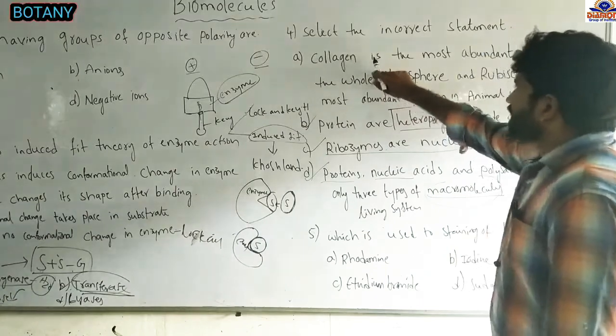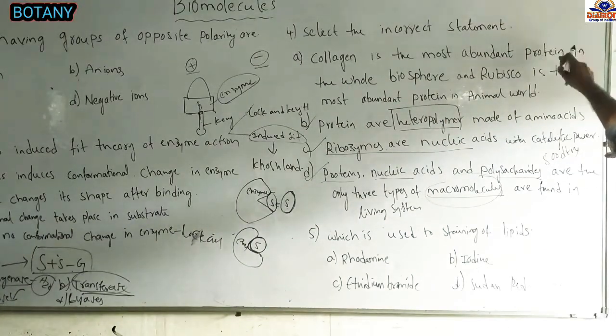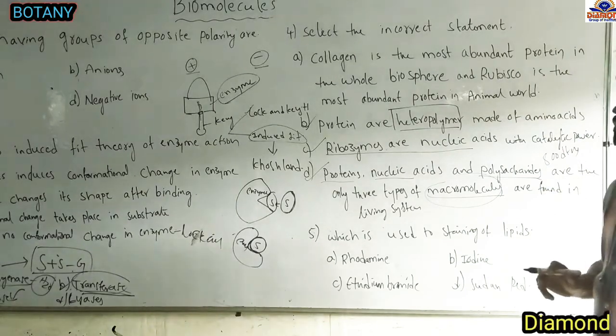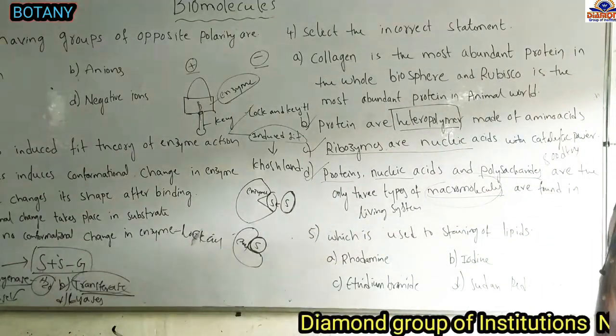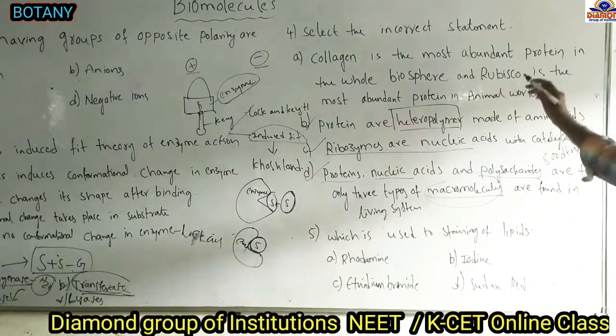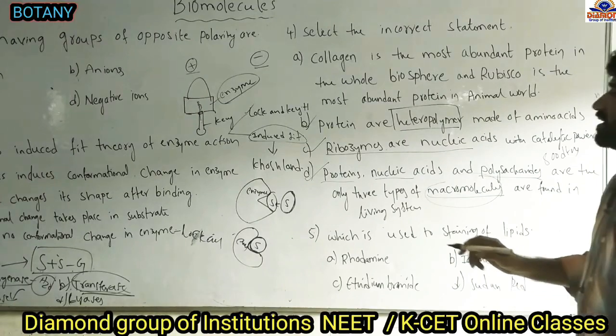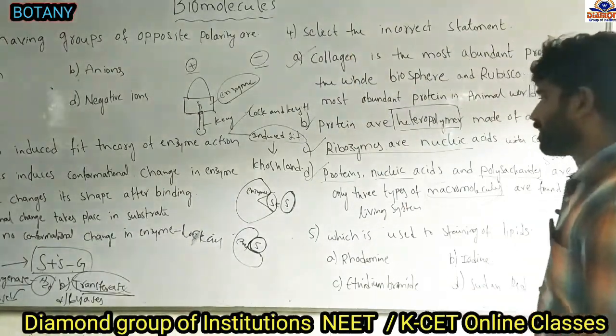In option A, the statement they gave is reversed. Collagen is the most abundant protein in the animal world, but Rubisco is the most abundant protein in a plant. What it should be: Rubisco is the most abundant protein in the living biosphere. So the incorrect statement is A.